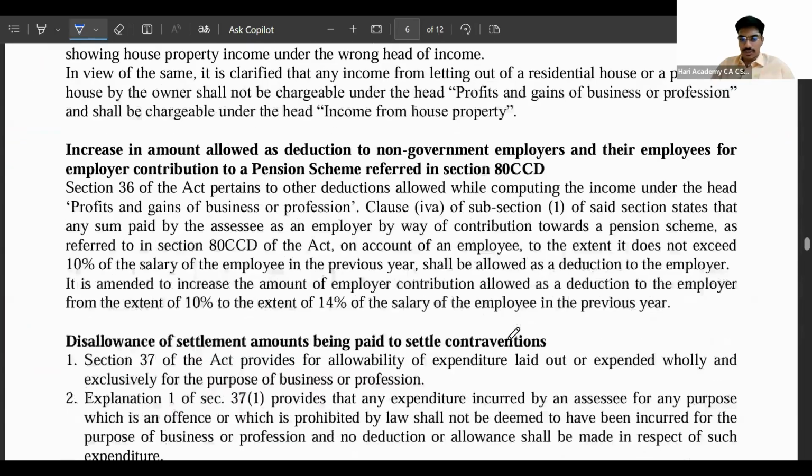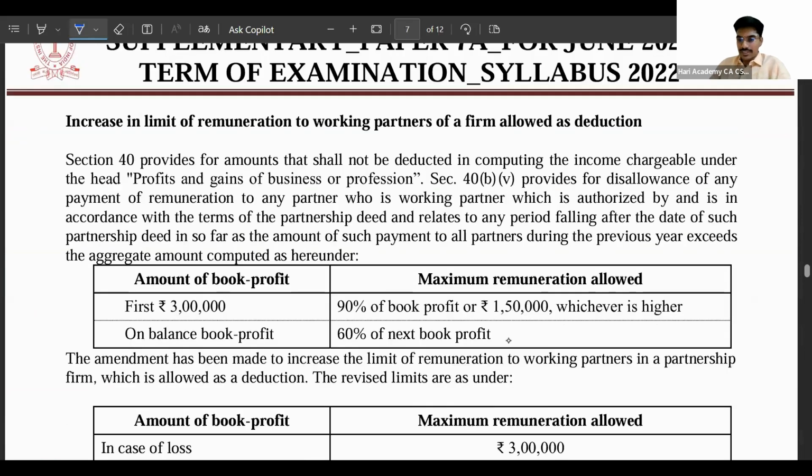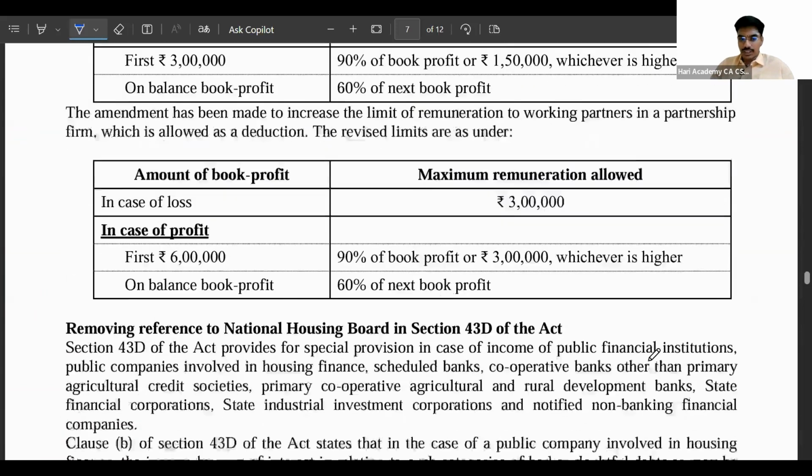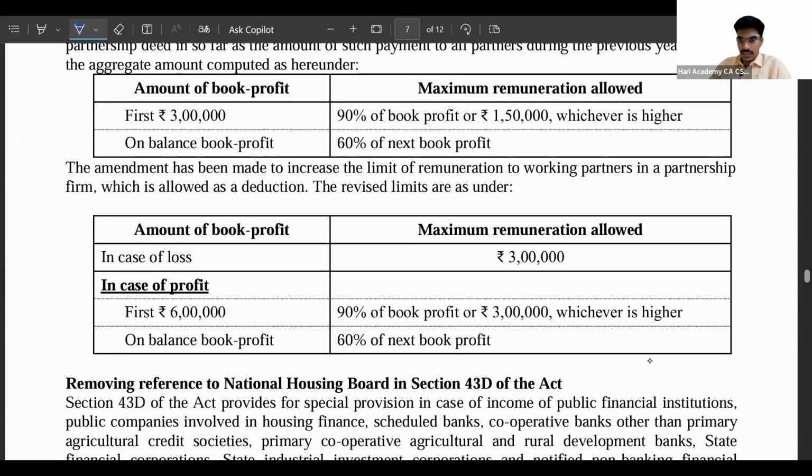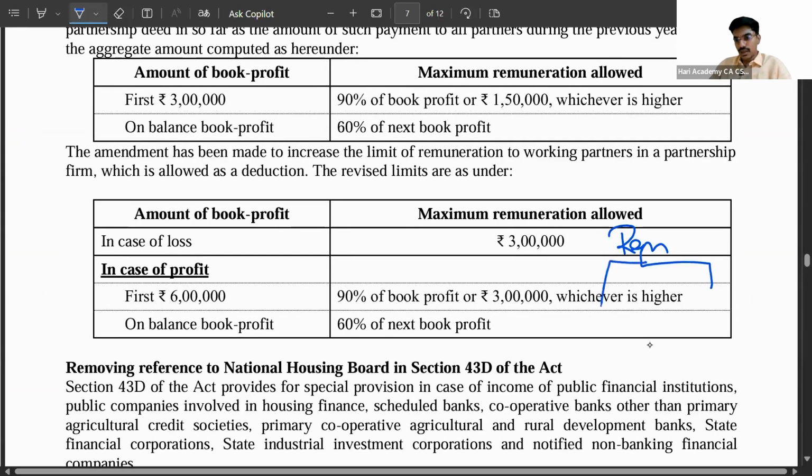So we were on this point. Basically there are two types. In remuneration, there are two components. One is allowed, next one is not allowed. If it is allowed as deduction in the hands of the firm, it is taxable in the hands of the partner. If it is not allowed in the hands of the firm, it is exempt in the hands of the partner. This is the backdrop. It is to be only once taxed. Okay, there is no question on that.